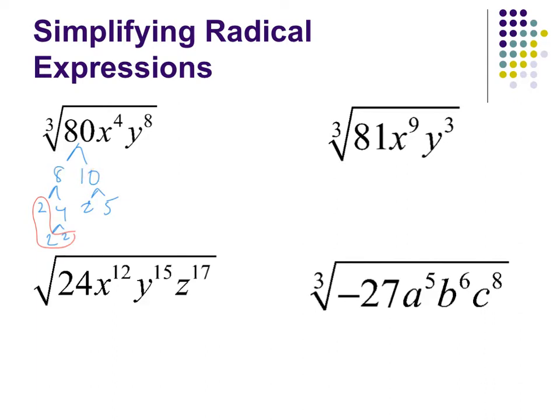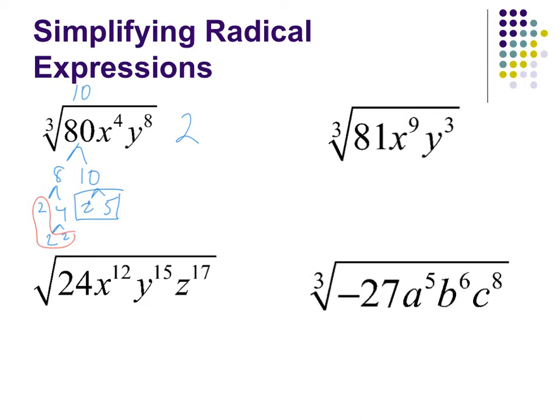The 10 will stay in. So what we've got is a 2 is going to come out, and then a 10 will be left over because 2 and 5 can't come out. So this right here has to stay in the radical. And again, I like to jot it down up here.